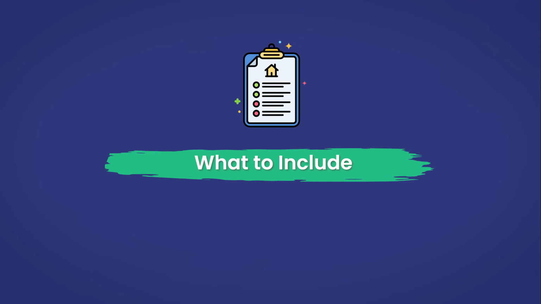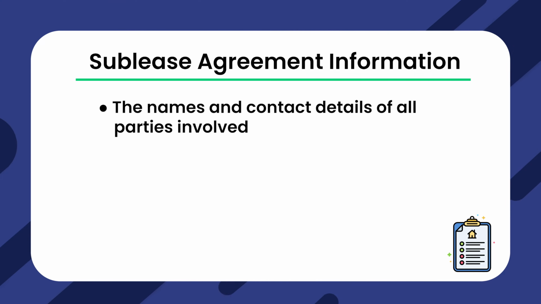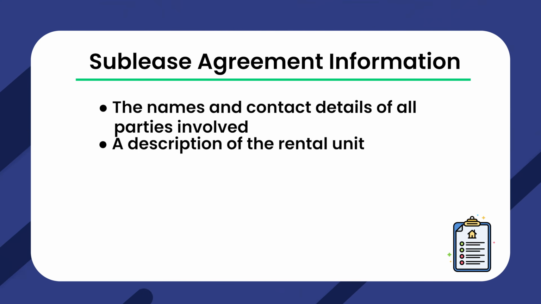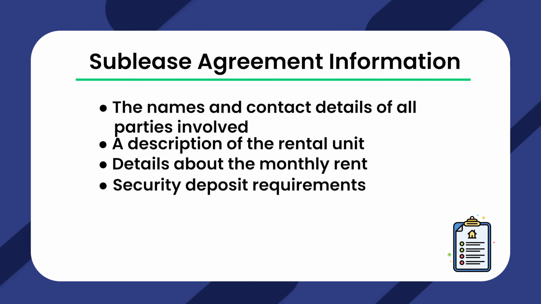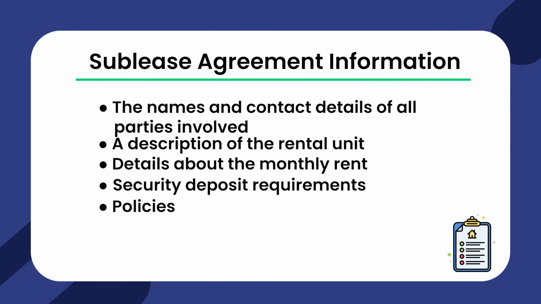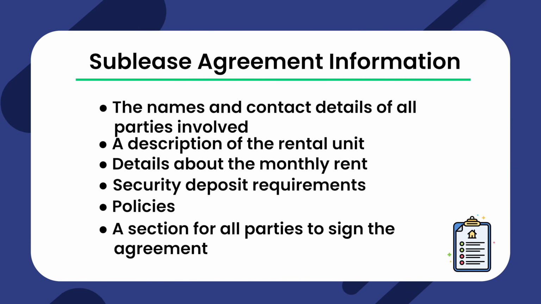What to include? It is essential to include certain information in your sublease agreement to stipulate the terms and conditions of the lease. Here are some of the important details you should add: the names and contact details of all parties involved, a description of the rental unit, details about the monthly rent, how much is due and when the subtenant will need to pay rent, security deposit requirements, policies. This could include your rules for smoking, pets, and noises. A section for all parties to sign the agreement. You may need to have an additional area for the landlord to provide their written consent for the agreement.